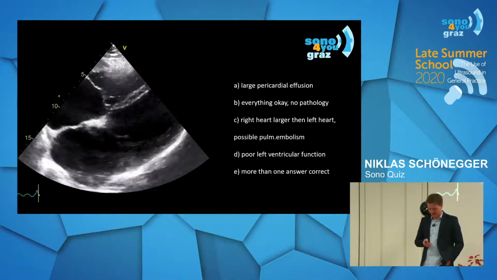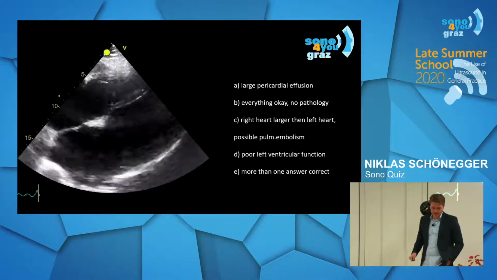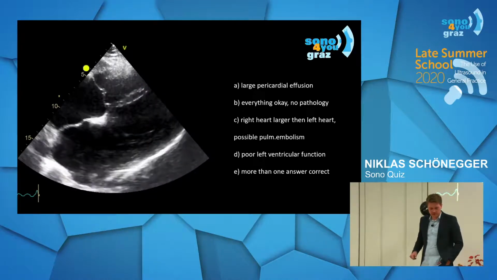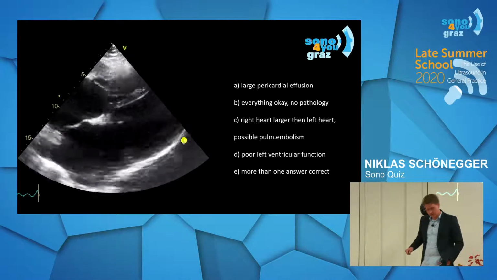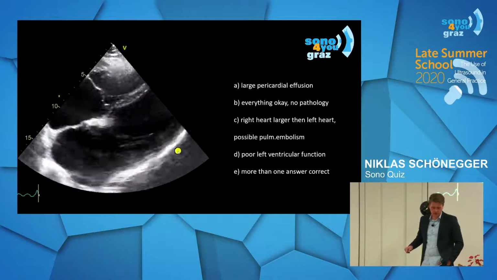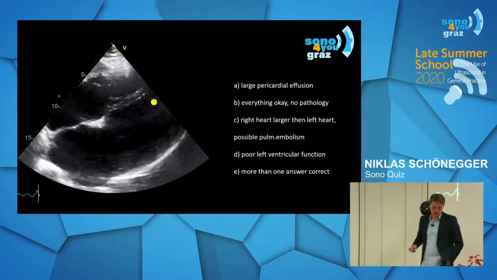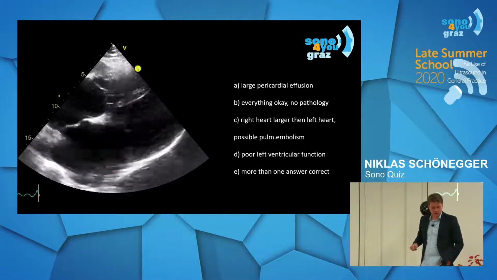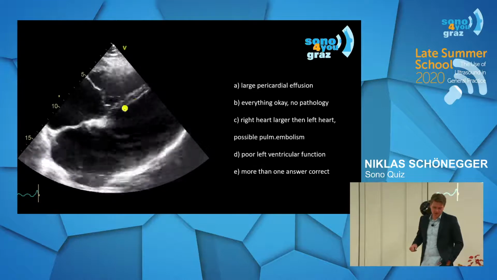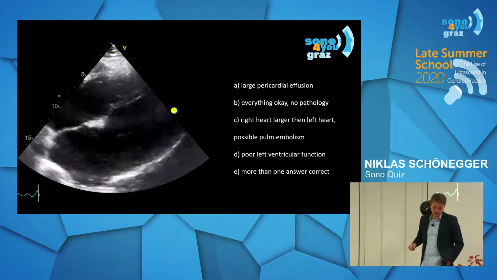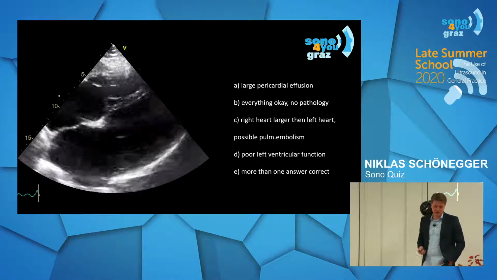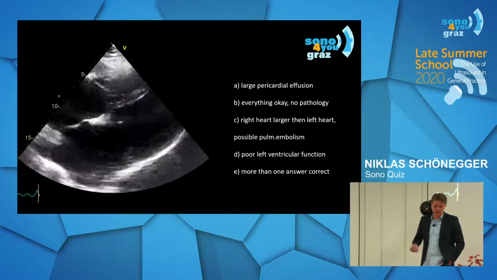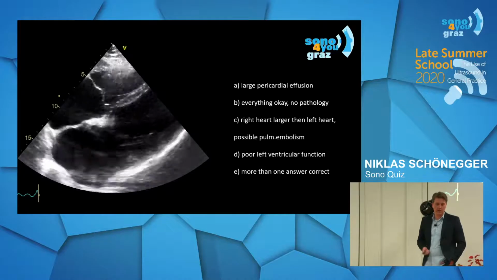Okay, no one. So here in the subcostal view of the heart, you see the heart. Here you see the pericardium. There's no hint of a pericardial effusion. You see a small right ventricle, so you have no hint of a pulmonary embolism. And down here you see the left ventricle with a poor function. So the correct answer is D. The patient had a poor left ventricular function. This patient turned out to have myocarditis.